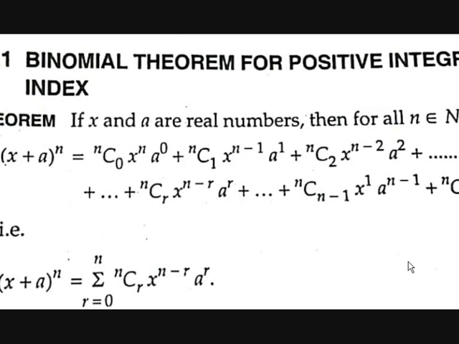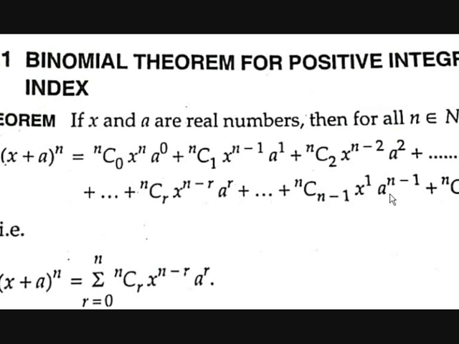Okay, if x and a are real numbers, then for all n belongs to natural numbers, (x plus a) whole power n is equal to nC0. Here nC0 means combination with n possibilities and zero boxes. We learned about combinations in our previous topic, right? It is nC0 x power n a power 0 plus nC1 x power n minus 1 a power 1 plus nC2 x power n minus 2 a square plus and so on until nCr x power n minus r a power r plus and so on until nC(n minus 1) x power 1 a power n minus 1 plus nCn x power 0 a power n.